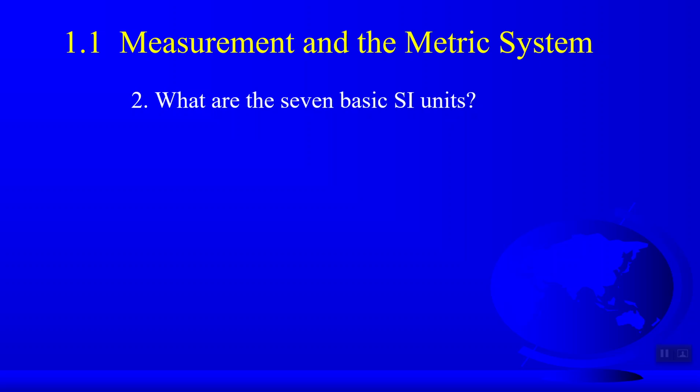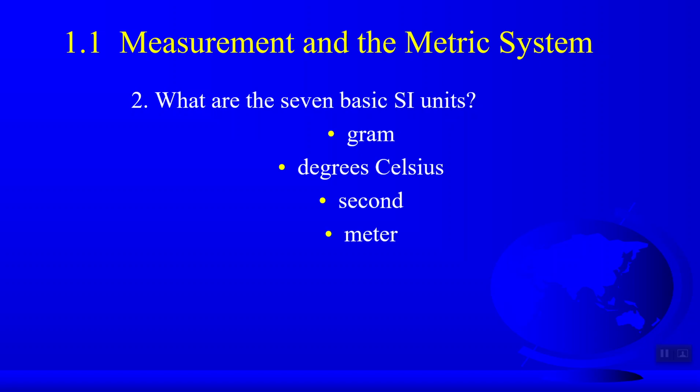What are the 7 basic units? Number 1, the gram. That is the unit that we will use to describe mass. Degrees Celsius is the unit that we will use to describe temperature. Second is the unit that we will use to describe time. Meter is the unit that we will use to describe length. Mole is, that's a funny sounding word, I know. But mole is the unit that we use to describe an amount of something.